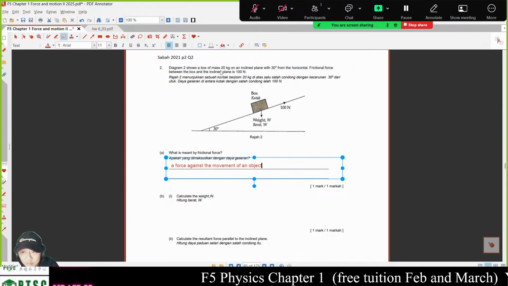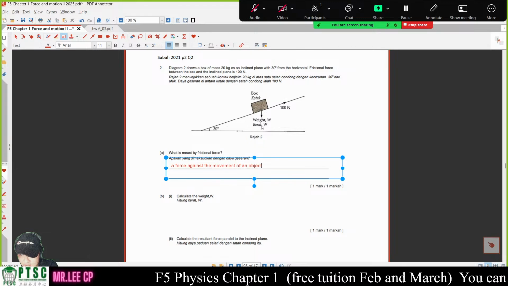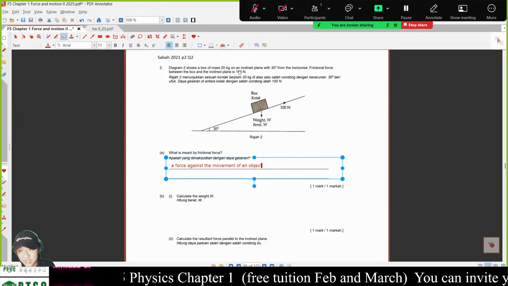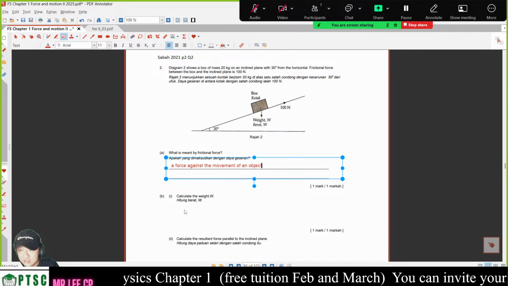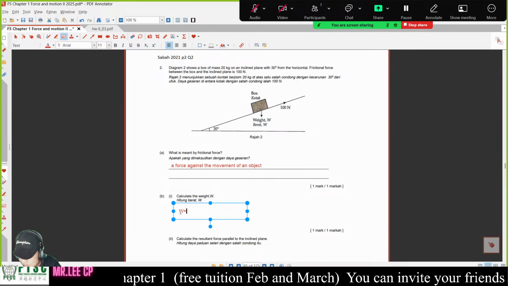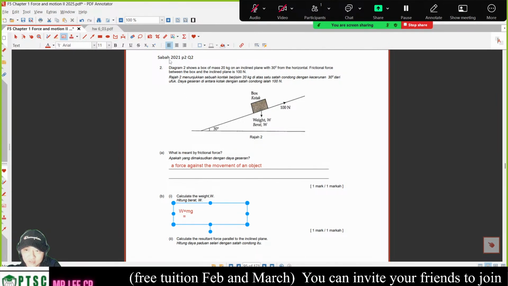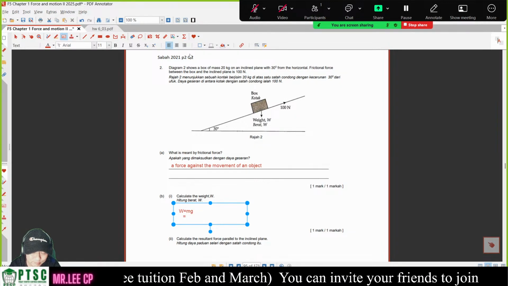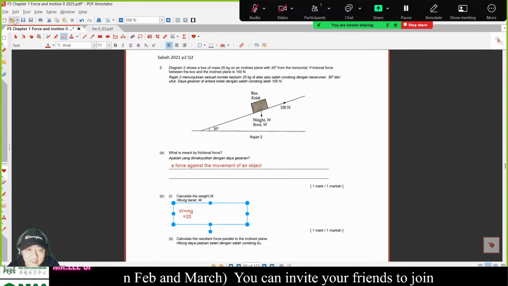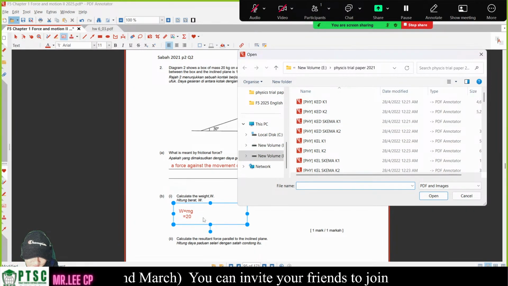Diagram 2 shows a box of 20 kg on the inclined plane. The frictional force is 100. This is 20 kg. Now, the plane. Okay, so this is W. W is 20 times 9.81. But you know 2021, the answer might be 20 times 10, right? I see the answer is 20 times 10 or 20 times 9.81. Can or not? If not, later I need to change a lot.